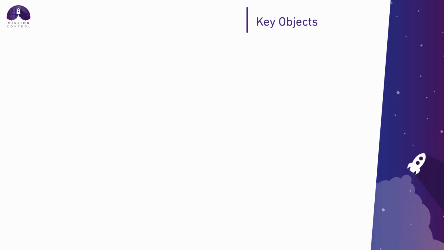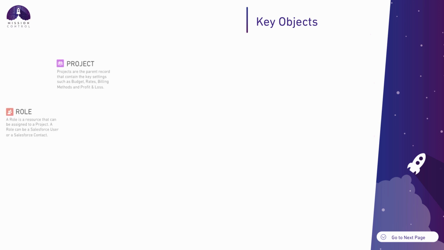So what we're going to do here is quickly give you an overview of all of the key objects that we have available within Mission Control. We'll talk about the project in a moment, but over on the left we have the role. Now the role is a record for an individual person that can be assigned as a resource on a project. And a role can be linked to either a Salesforce user or a Salesforce contact.